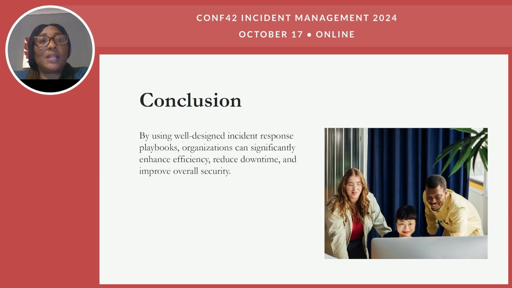And then in conclusion, I would say that by using a well-designed incident response playbook, organizations are able to enhance efficiency, reduce downtime, and also improve their overall security posture.